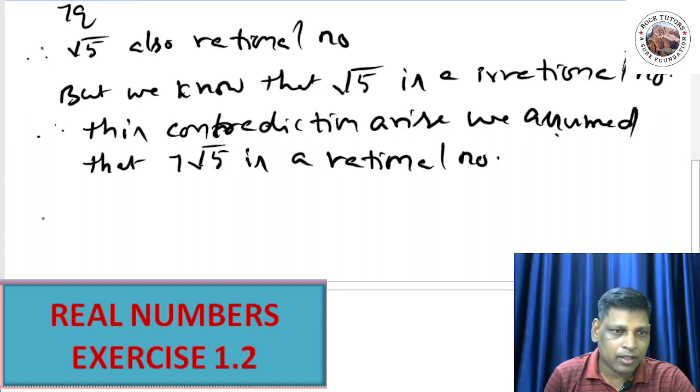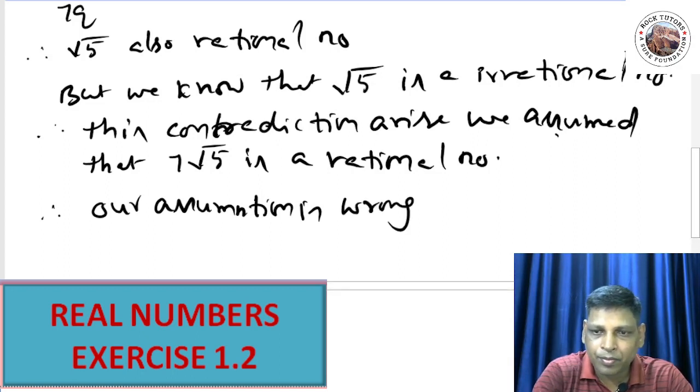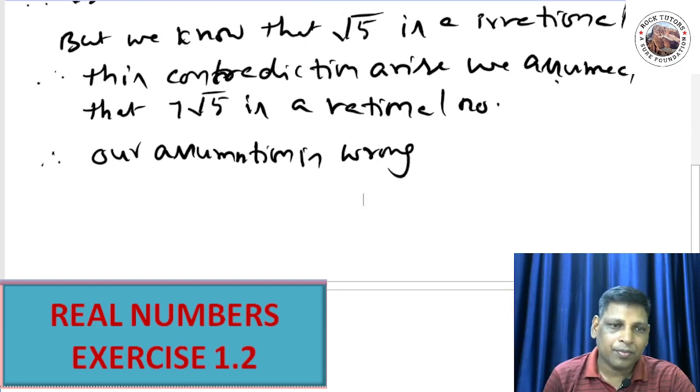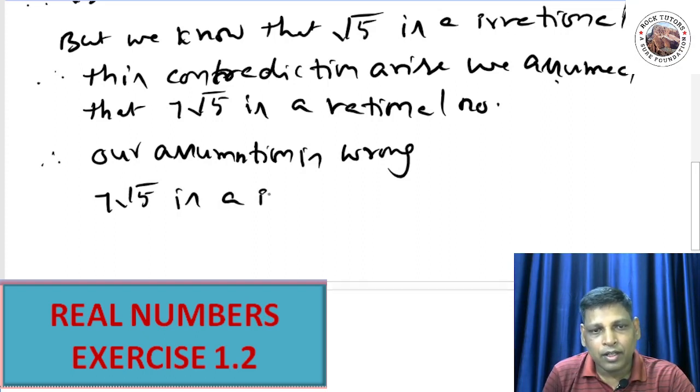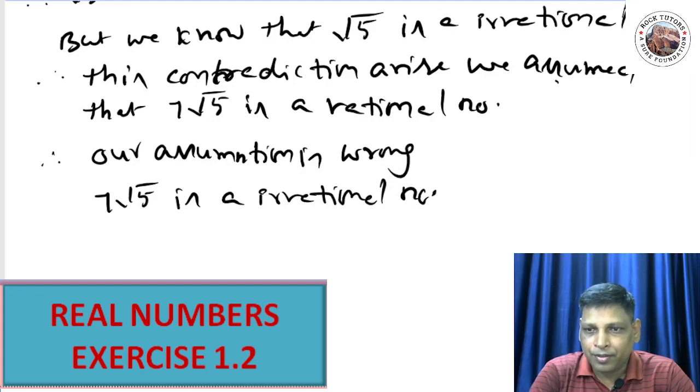Therefore, you can say that 7 root 5 is an irrational number. Hence proved. Next question.